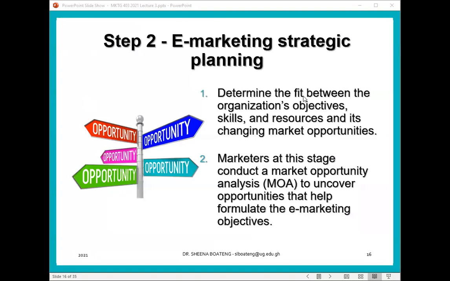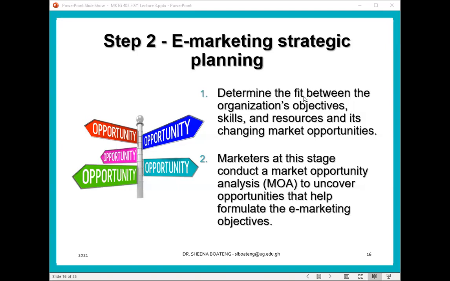Once we have conducted our situation analysis, pardon me, we have to go into the process of e-marketing strategic planning. And here, strategic in terms of the fact that we now have to start the planning process using the top to bottom approach. And here we determine the fit between the organization's objectives, starting at the top, right? The skills and resources and its changing market opportunities, because we need to think about the fact that the context within which the firm is operating, based on the conditions in the micro and macro environments, can determine the firm's objectives, its skills and resources, and the opportunities that are available to the firm to take advantage of, right?